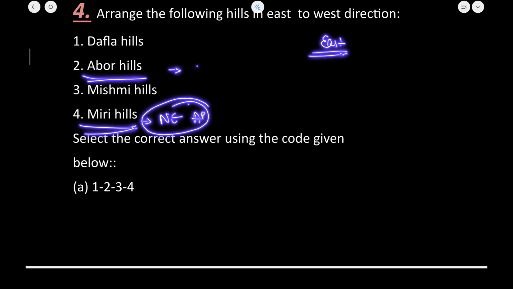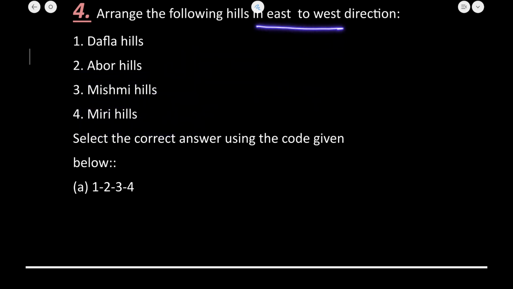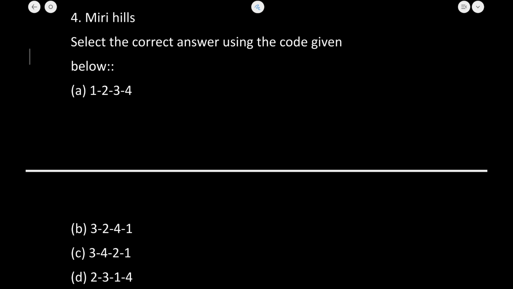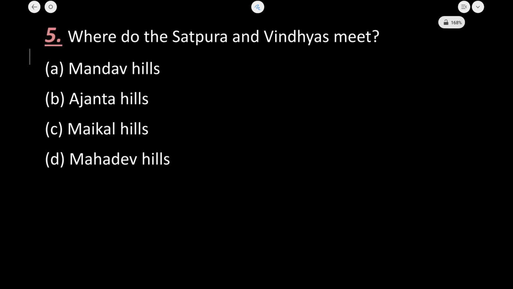These Abor hills rise in the region of Arunachal Pradesh near China. And the Mishmi hills are in the northeastern tip of Arunachal Pradesh. So if we see the orientation from east to west, our option B is going to be the correct answer. Now let us see the next question: where do the Satpura and Vindhyas meet? The Satpura and Vindhyas meet in the Maikal range.